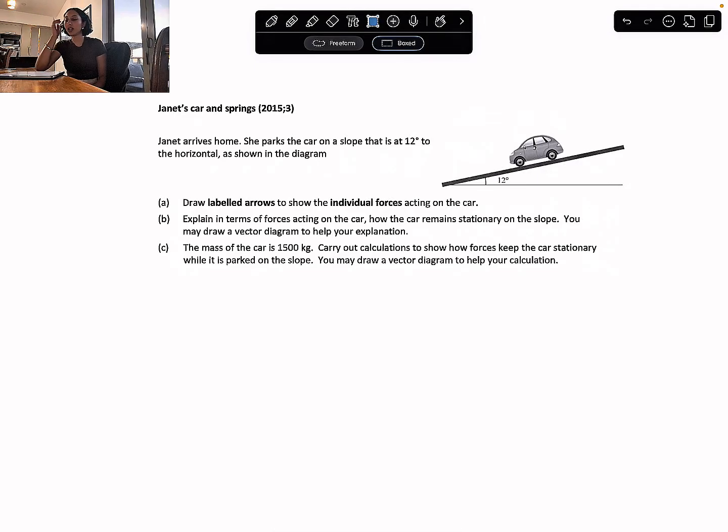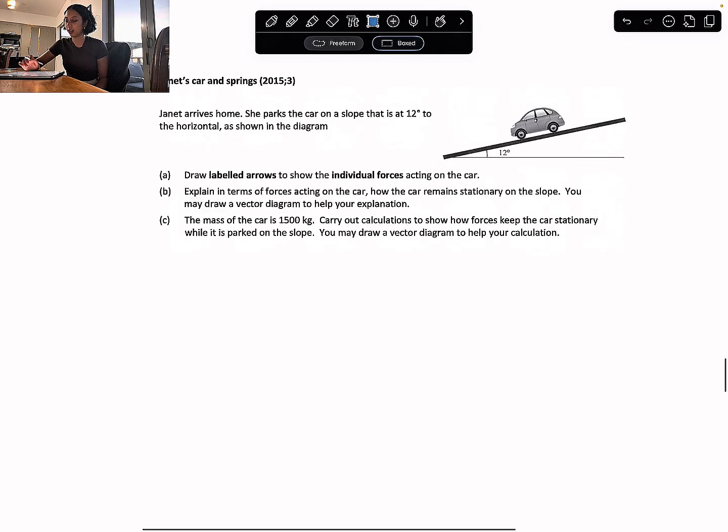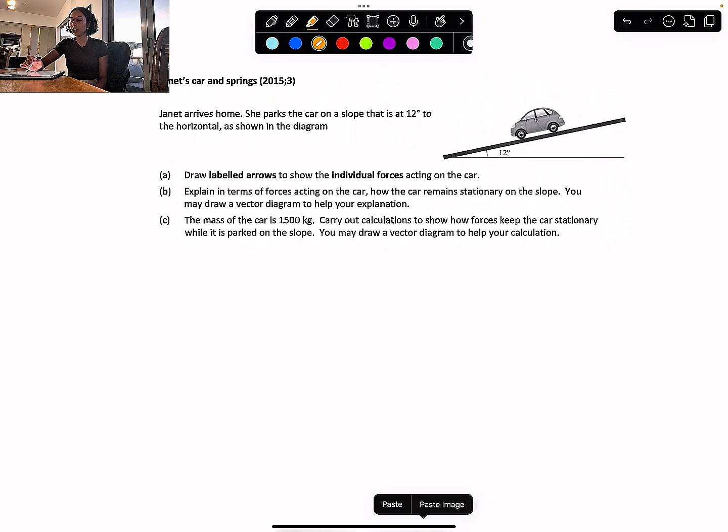Okie dokie, 2015, level 2 mechanics. Let's do this. So we've got Janet who arrives home and she's parked the car on a slope that's 12 degrees to the horizontal. Draw labelled arrows to show the individual forces acting on the car.